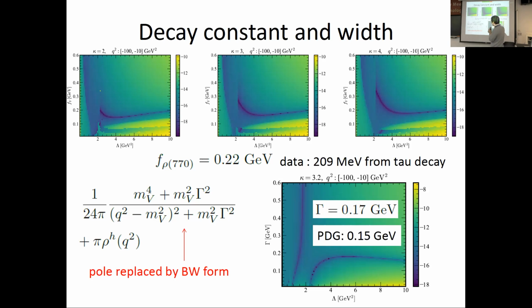Using this method, you can determine the decay width too. You can just replace the pole by this Breit-Wigner form, and then the decay width can appear. Then we apply the same numerical analysis, and you can see a plateau again, which is about 0.17 GeV, and the PDG for the ground state rho is 0.15.